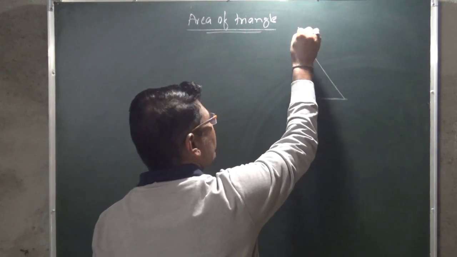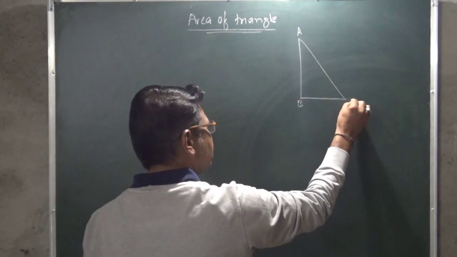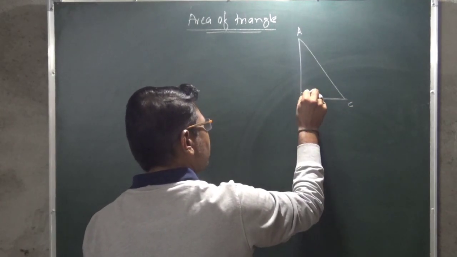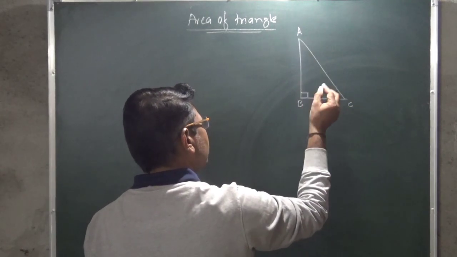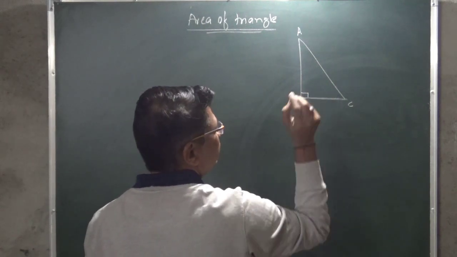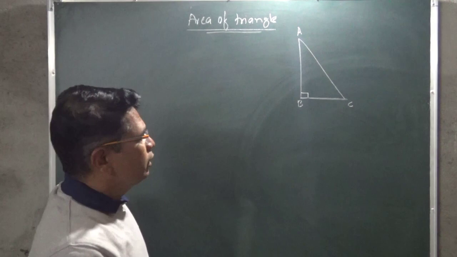Here we say A, B, C. Angle ABC, this angle is the right angle. The right angle is denoted by this sign. It's a 90 degree measurement.